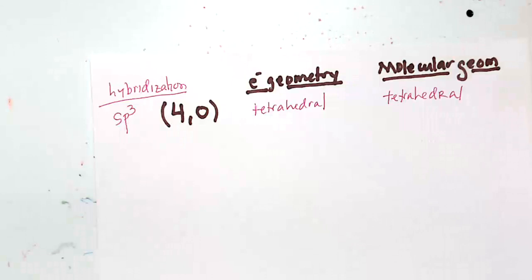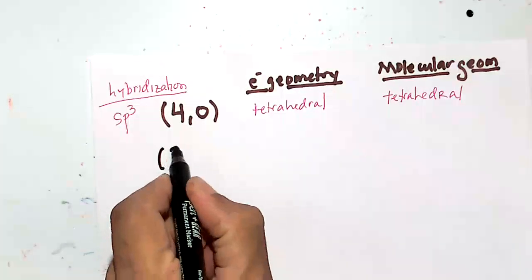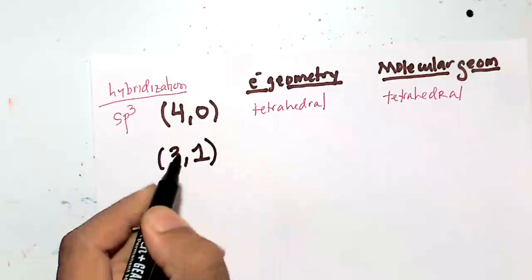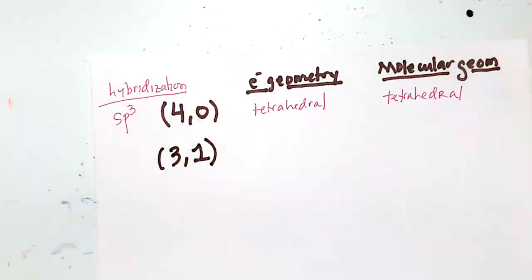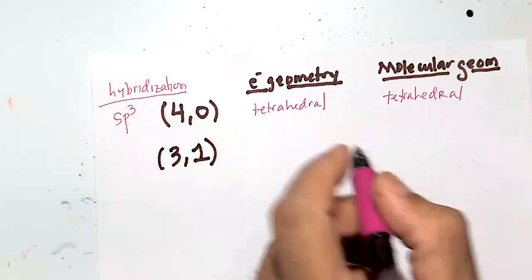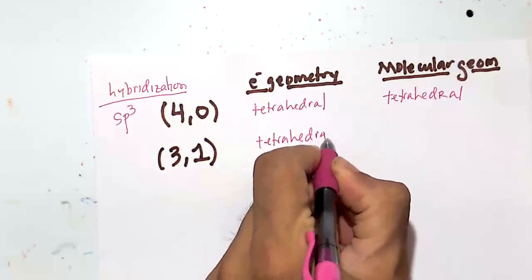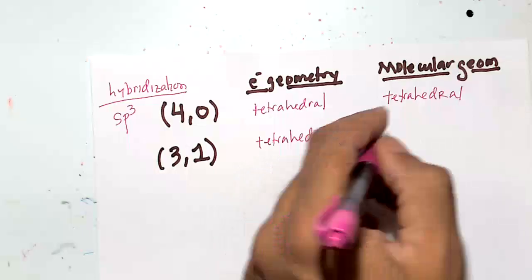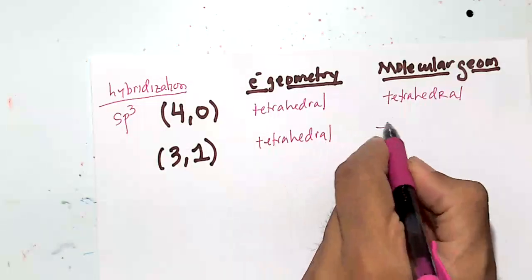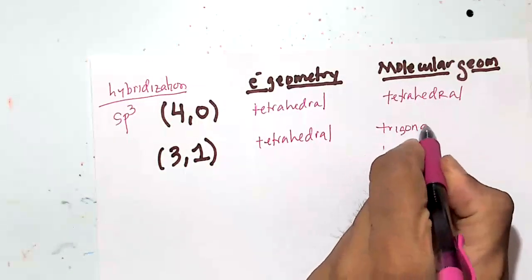So now, what do I have here? I have 3 bonds and, what's this? Very good, 3 bonds and 1 lone pair. So what's the electron geometry on that? Okay, it's still tetrahedral, but the molecule isn't tetrahedral. What is it? You can look at our table here. What will it be? Trigonal pyramidal.